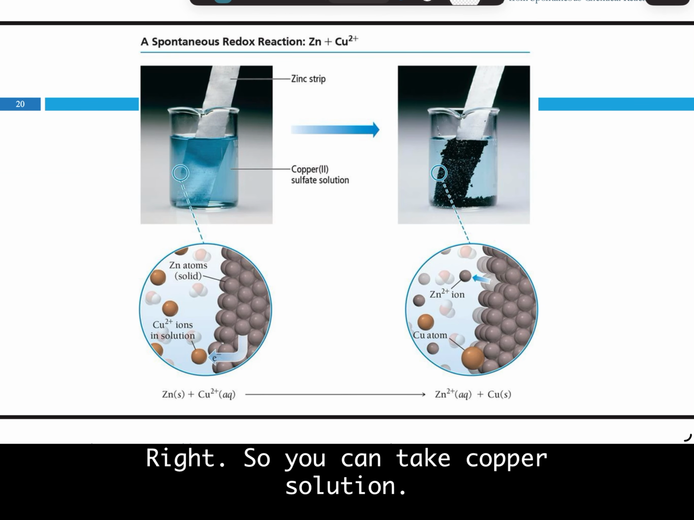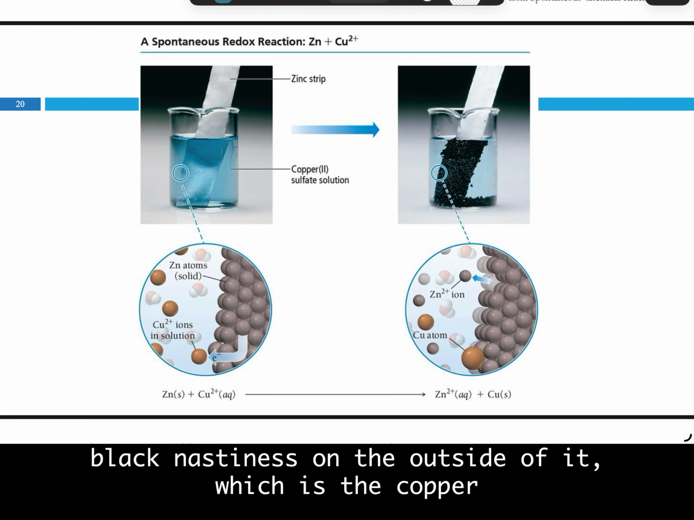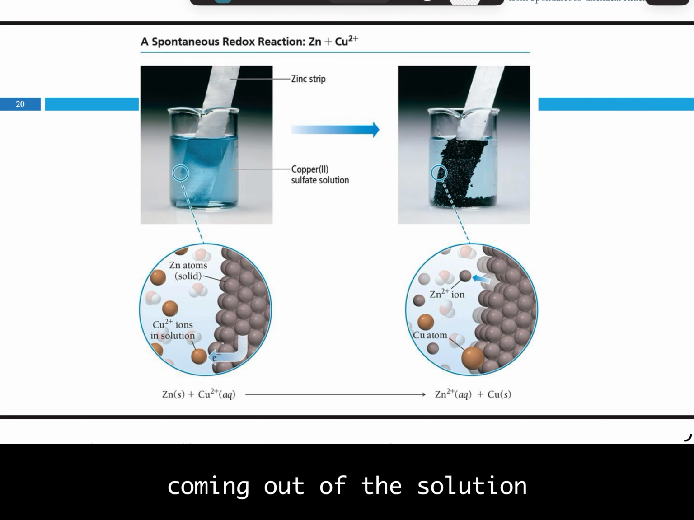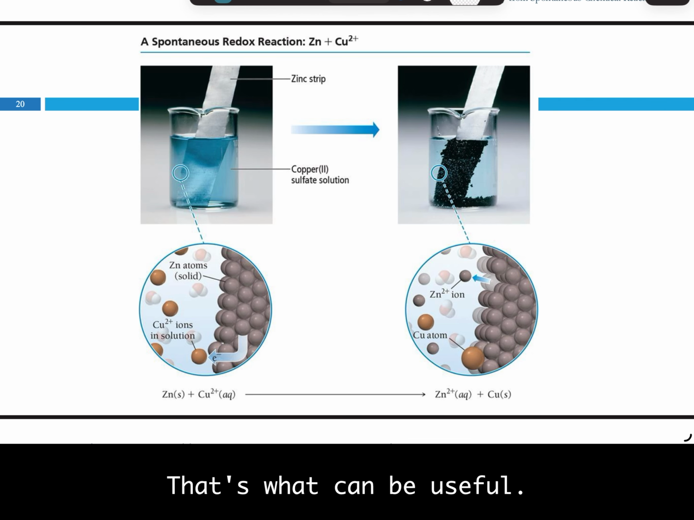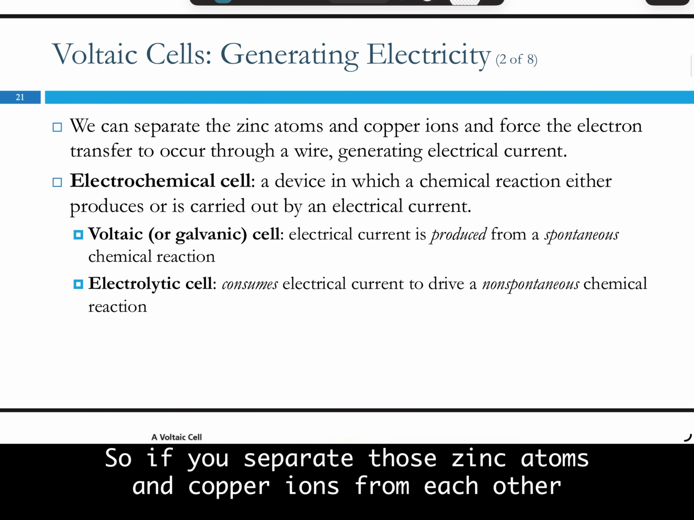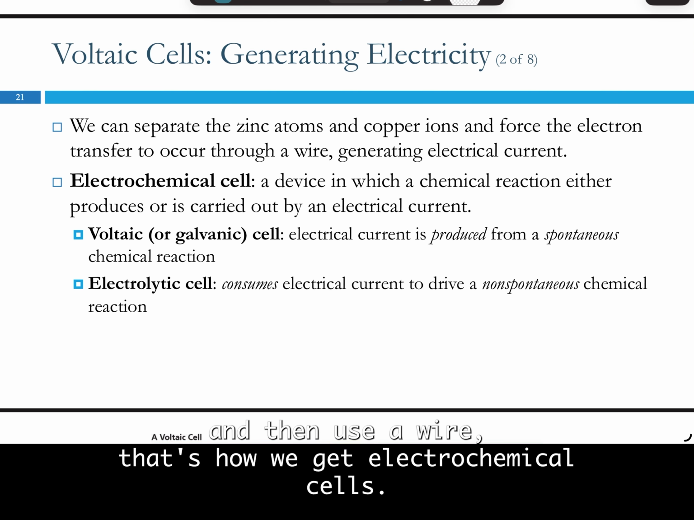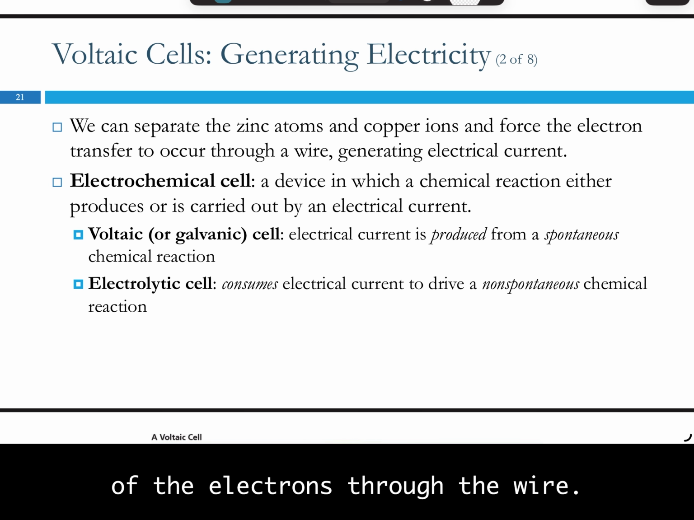So you could take copper solution, and if you put a zinc strip in it, eventually you'll get all of this black nastiness on the outside of it, which is the copper coming out of the solution and turning into a solid as the zinc is losing those electrons. That can be useful, but not for generating electricity. So if you separate those zinc atoms and copper ions from each other and then use a wire, that's how we get electrochemical cells. So we've got chemistry that's driving the motion of the electrons through the wire.